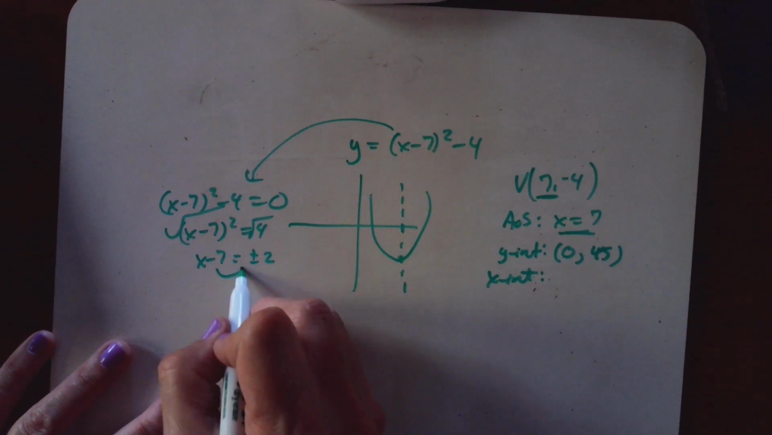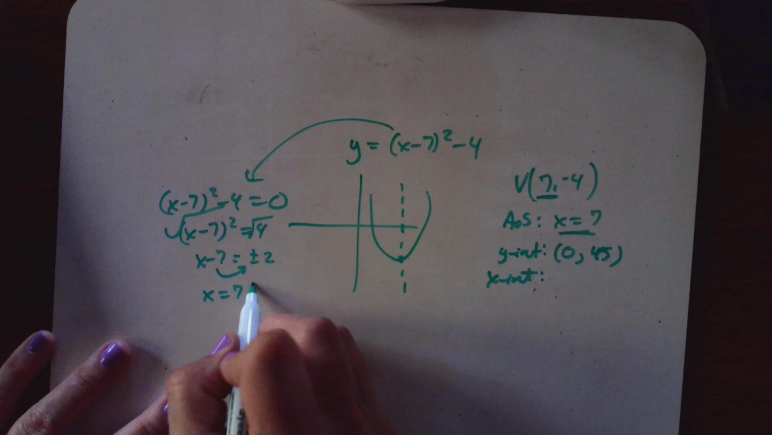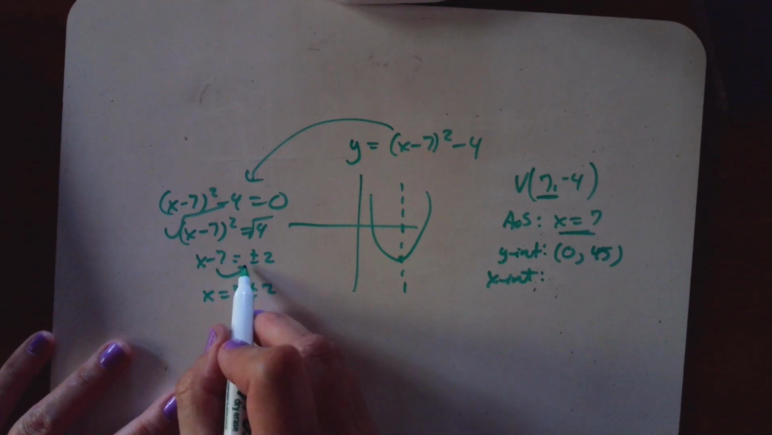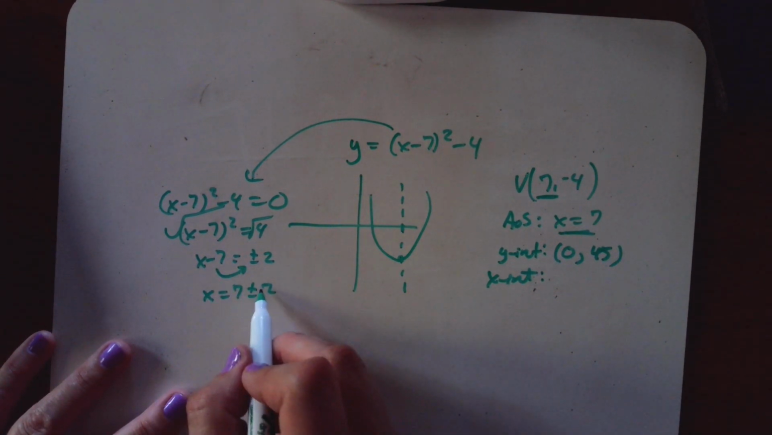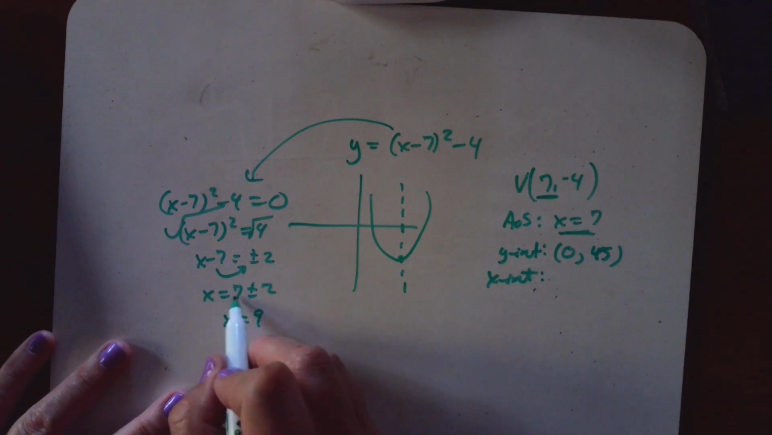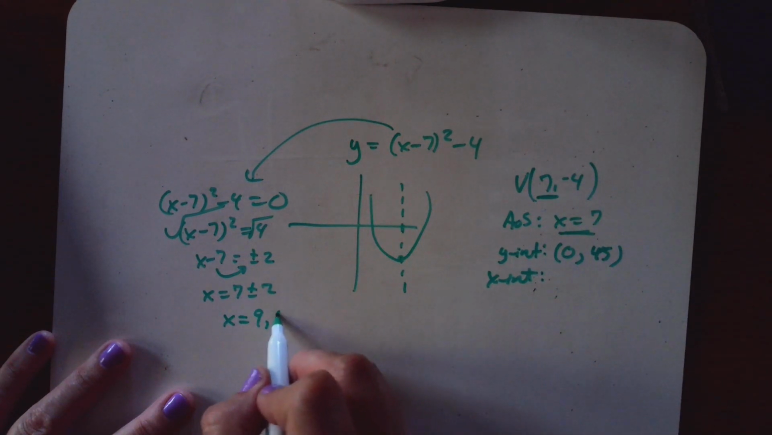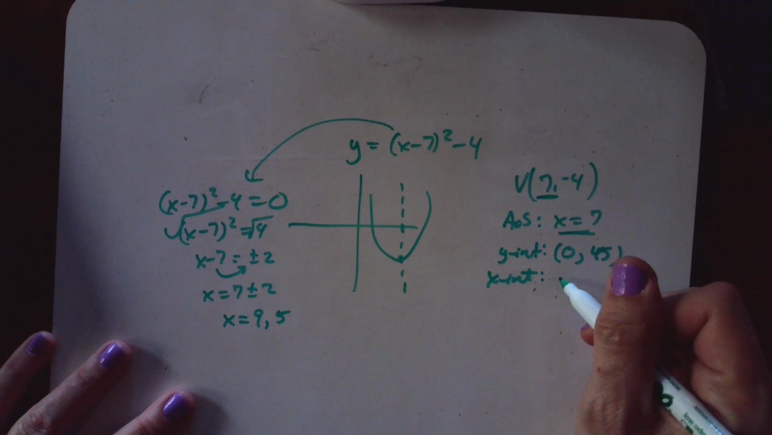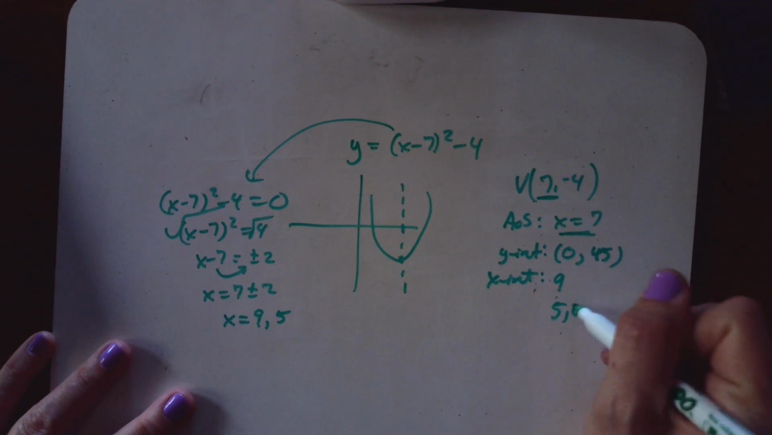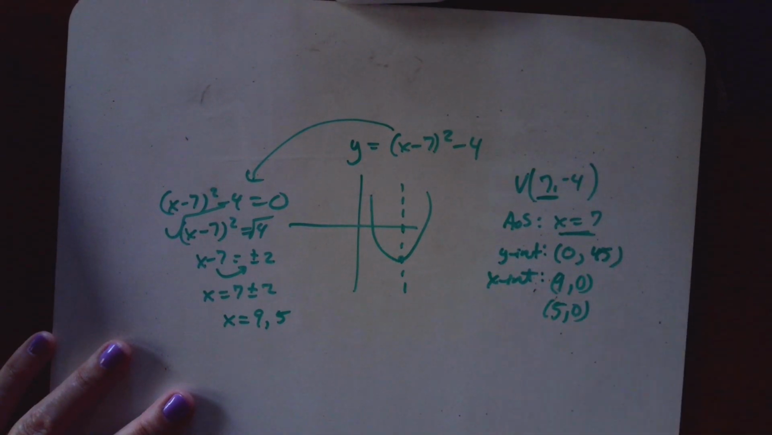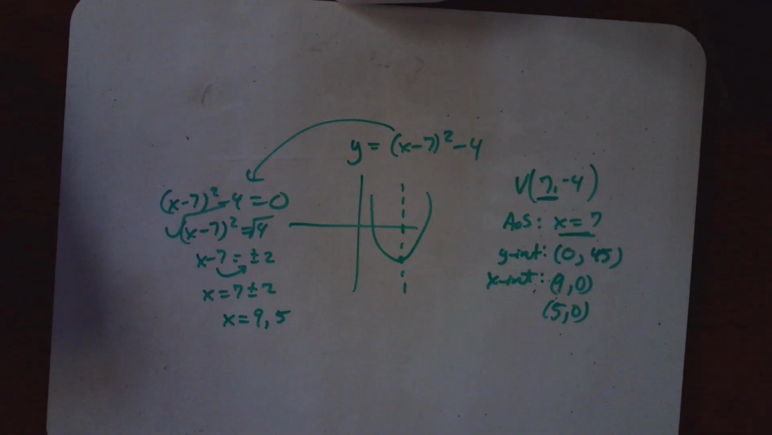Then I'm going to add 7 over here, so I get x equals 7 plus or minus 2, because I might as well just move that 7 right there. So 7 plus 2 is 9, and 7 minus 2 is 5. So my x-intercepts are 9 and 5. Okay, all right, moving on to the next one.